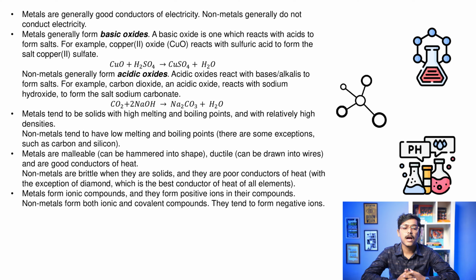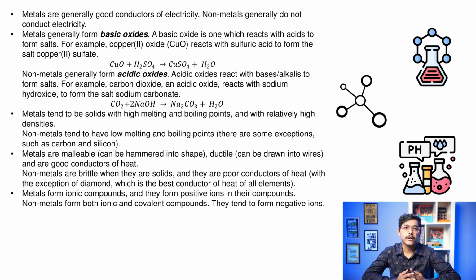Metals tend to be solids with high melting and boiling points and with relatively high densities. Nonmetals, on the other hand, tend to have low boiling and melting points, although there are some exceptions, such as carbon and silicon. Metals are malleable, which means they can be hammered into shapes. Metals are also ductile, which means they can be drawn into wires, and they are usually good conductors of heat. Nonmetals are usually brittle when they are solids, and they are usually poor conductors of heat, with the exception of diamond, which is exceptionally hard and also the best conductor of heat among all nonmetals.